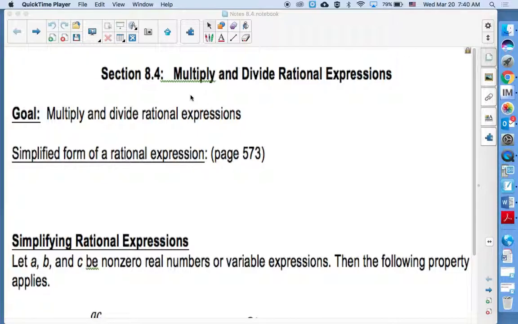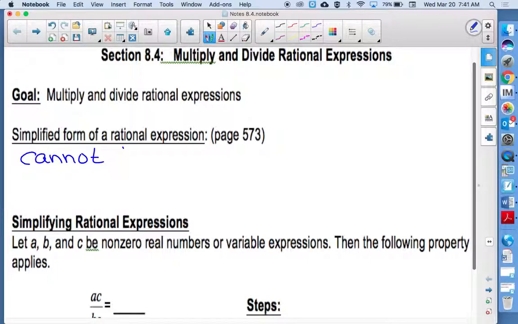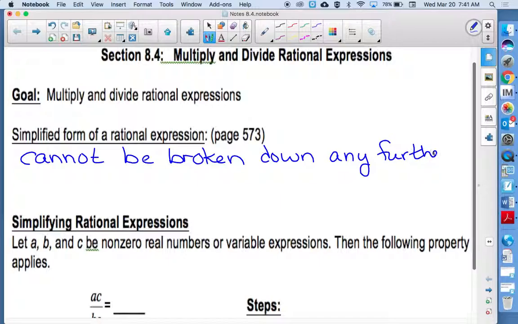Most of what we do is going to involve factoring, which is why I like this part of the chapter so much, because I love to factor. So it says the simplified form of a rational expression. When something is simplified, what does that usually mean in math? Julie? Yeah, it cannot be broken down any further. So you can't pull it apart any more than what you currently have.